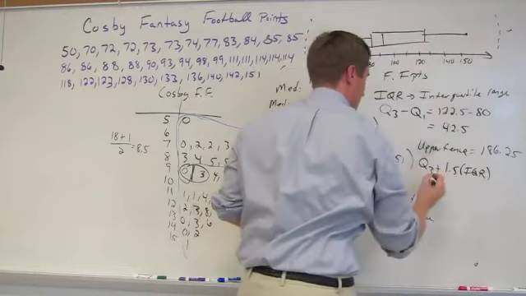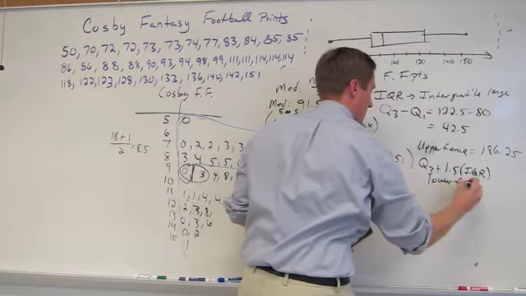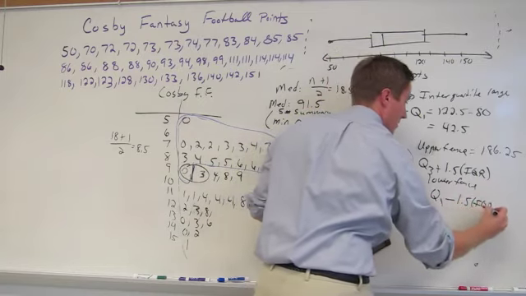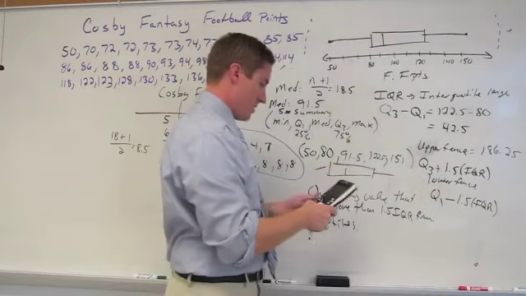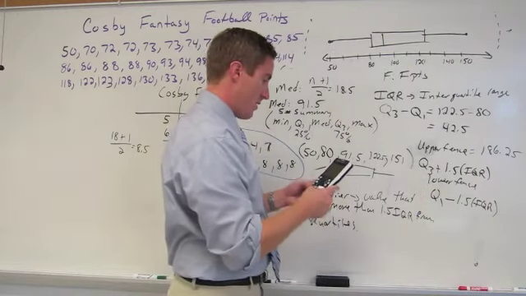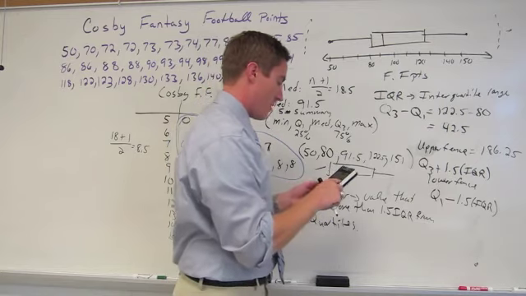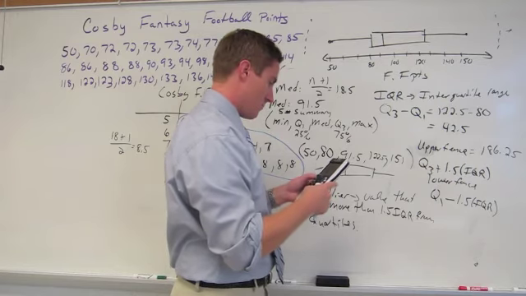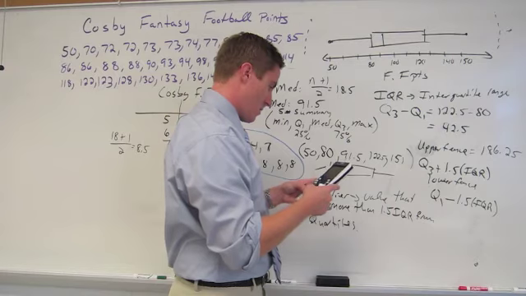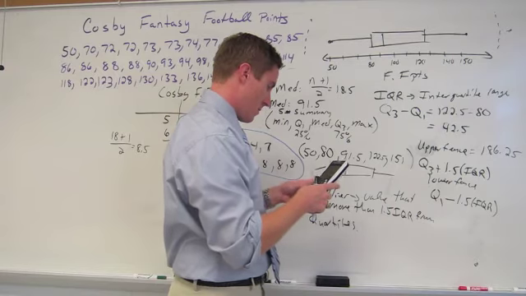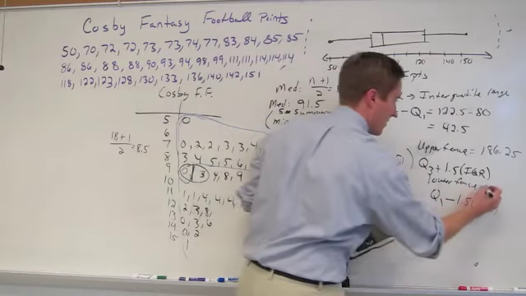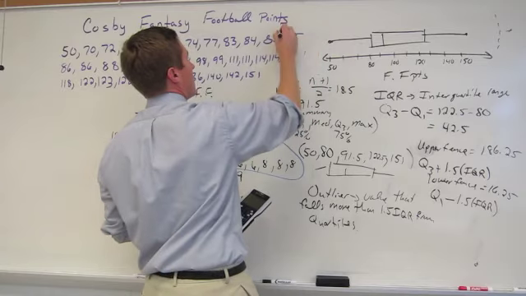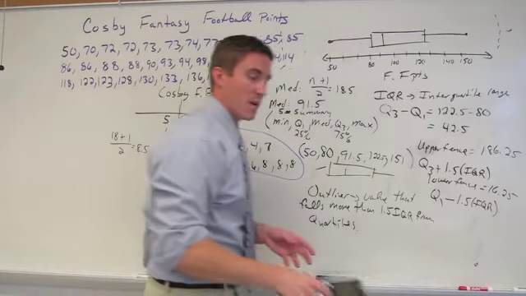All right, let's check the lower fence. It'd be Q1 this time minus 1.5 times the IQR. So Q1 is 80 minus 1.5 times 42.5, and that leaves me with 16.25. And so I've got 16.25 way down here. Again, we see that there's no value that's beyond that. So I have no outliers in this.